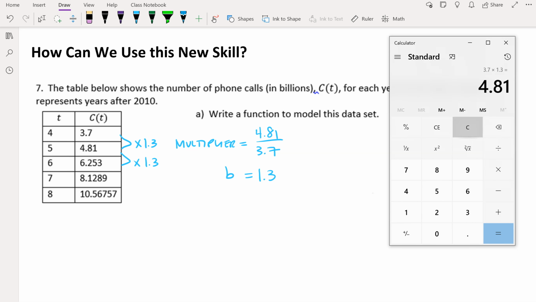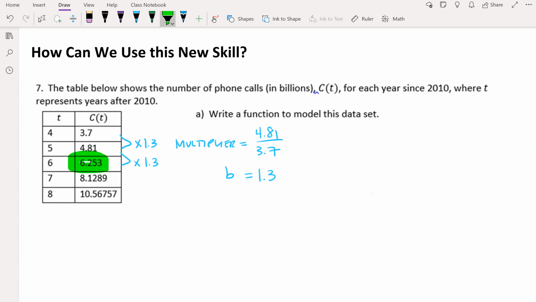Let's do the next one. You can't just go off of one. You have to go to the next one. So let's do 4.81 times 1.3, which would be the multiplier, 6.253. Isn't that what we got? 6.253 shows up right here. So this is exponential, and the multiplier is 1.3. This is correct. Now we're ready to write our function, almost.